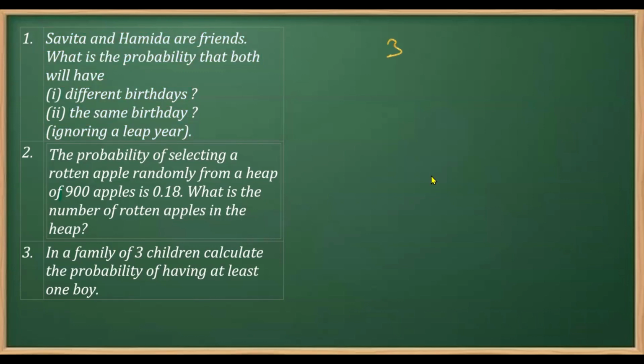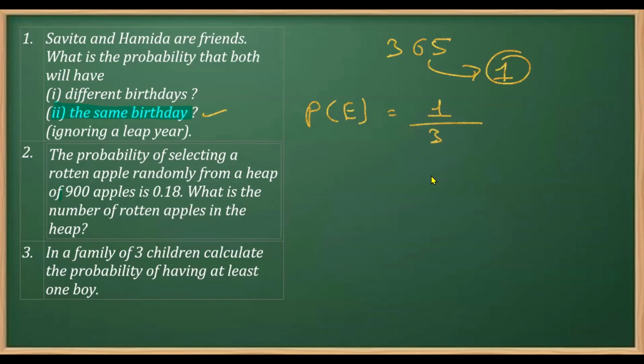Now, as you know that in a year, ignoring the leap year, there are 365 days, and there will be one such day when their birthday will coincide. So if I say the probability in this case, I'm doing the second part here, that is having the same birthday. There is one such day when their birthday will coincide out of 365. So we'll say that the answer for the second part is this.